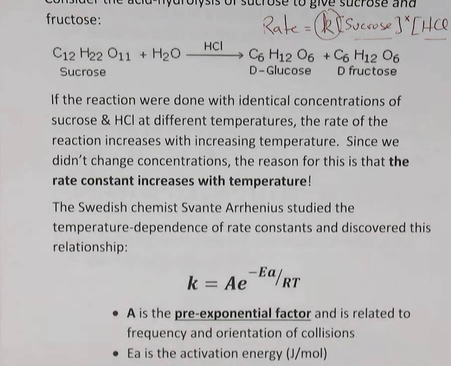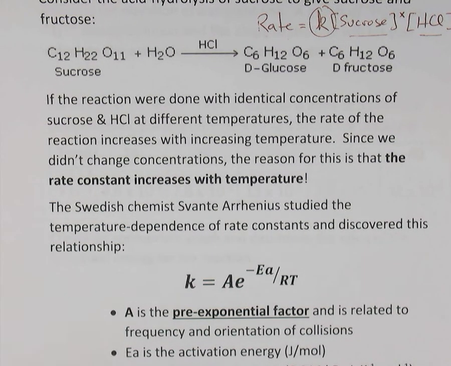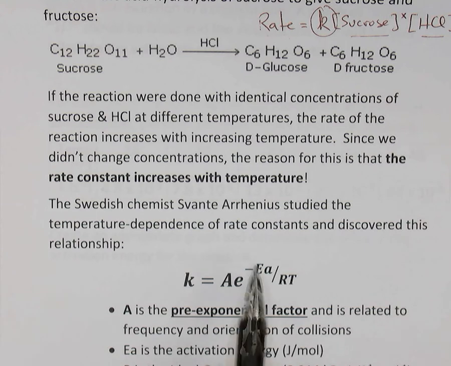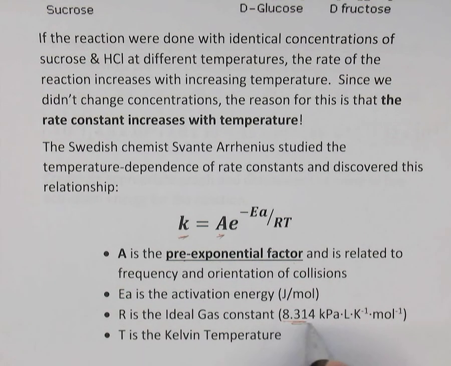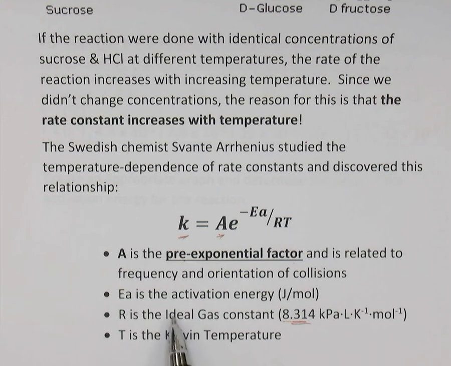The relationship between temperature and rate constants, though, is not simple. It was studied by a Swedish chemist by the name of Arrhenius. He discovered this logarithmic or exponential relationship. The rate constant was equal to something called the pre-exponential factor, that's what we now refer to it as, times e, that's the base of the natural logarithm, raised to the power of negative Ea, the activation energy, divided by RT, where R is the ideal gas constant, and we're going to use the SI value for R, so 8.314, and T is the Kelvin or SI value for temperature.